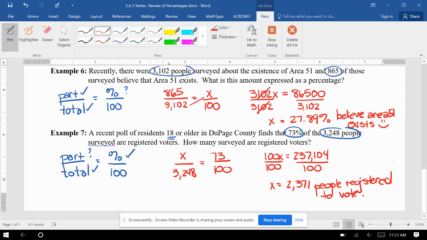I hope that number goes up because we all should be registering to vote. It's an important civic duty.